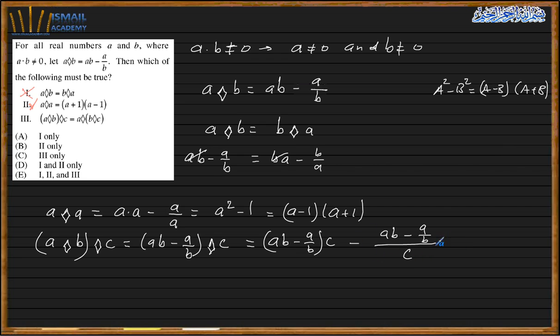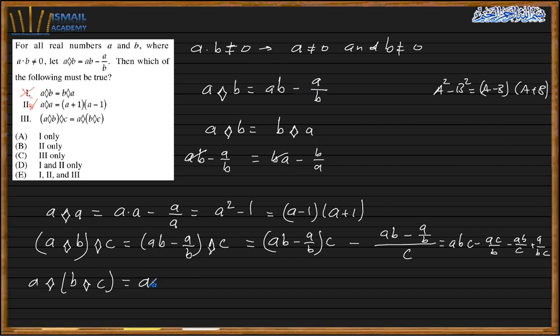So here, if I distribute and simplify, I got ABC minus AC over B, and here I will have minus AB over C plus A over BC. So this is what I got for the first one. Let's see the second one. We have A diamond BC.